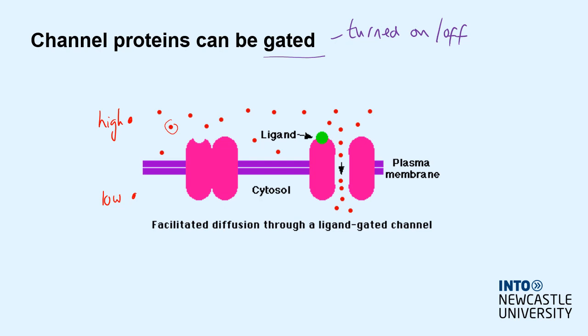What we need to operate them is we need a chemical, which we call a ligand, to bind to a site on the channel protein. This allows the channel protein to open, and now the red circles can travel down their concentration gradient through the membrane. So they can be gated.